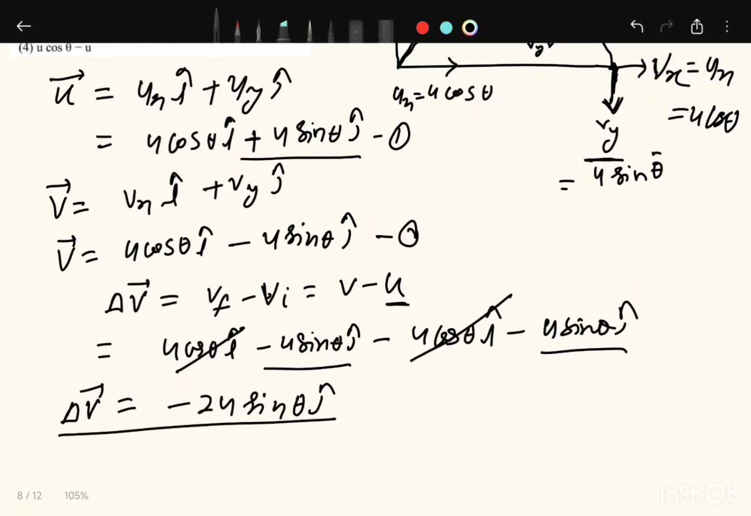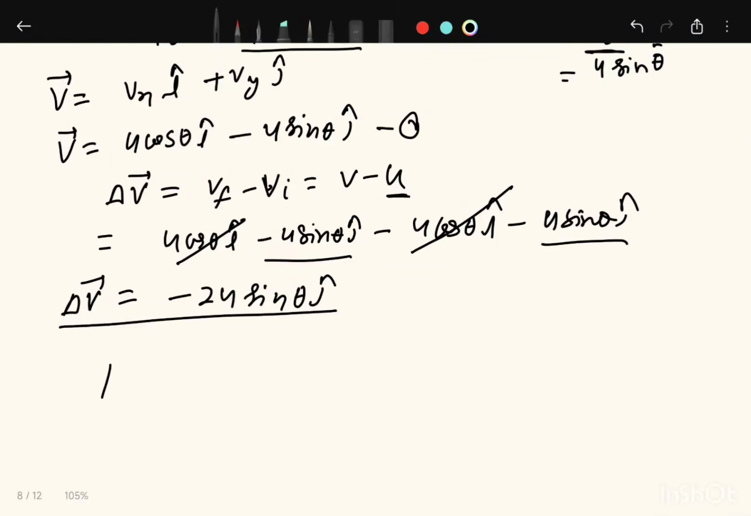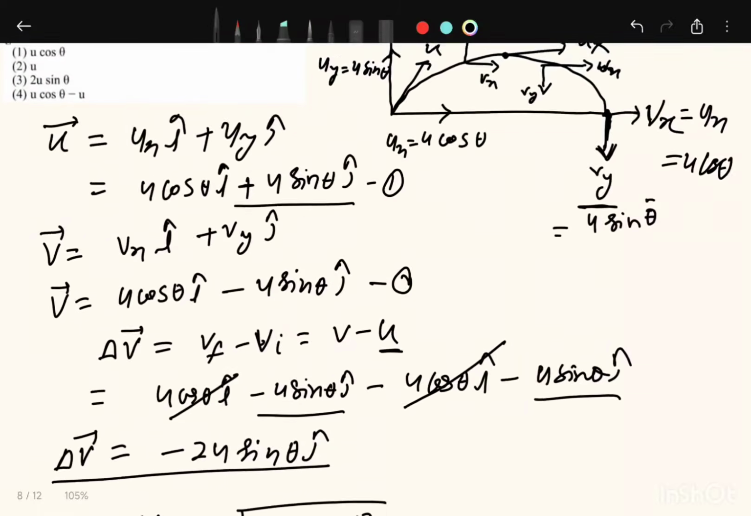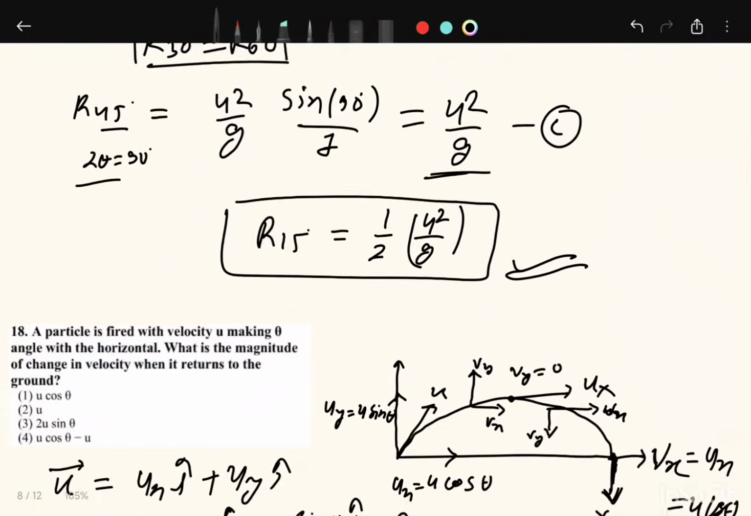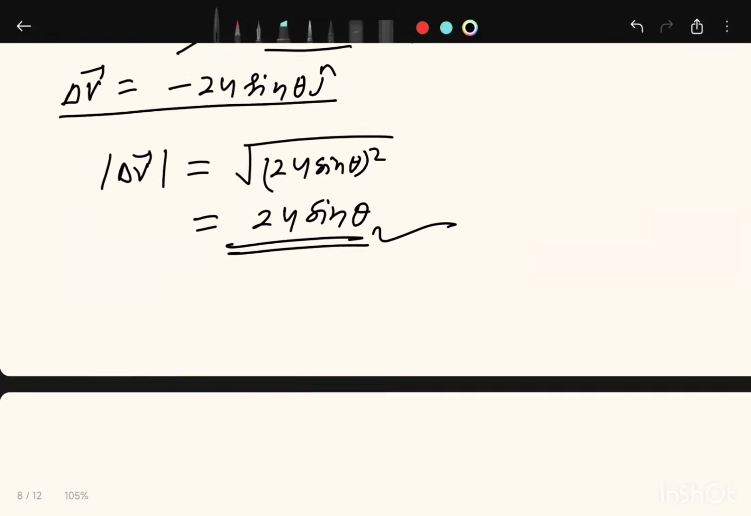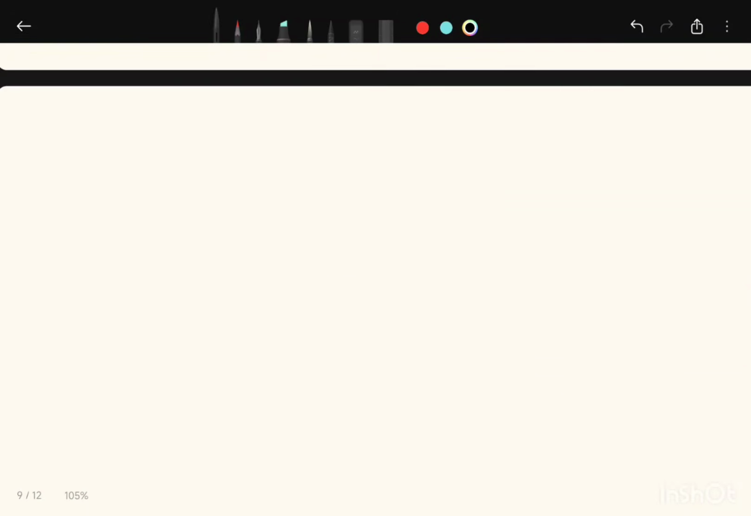So this is your change in velocity, but we are asked the magnitude, right? So magnitude will be the square, 2u sin theta. So it will be 2u sin theta. So change in velocity will be 2u sin theta. So option 3 is correct. Got it? Now let me move to the next problem.